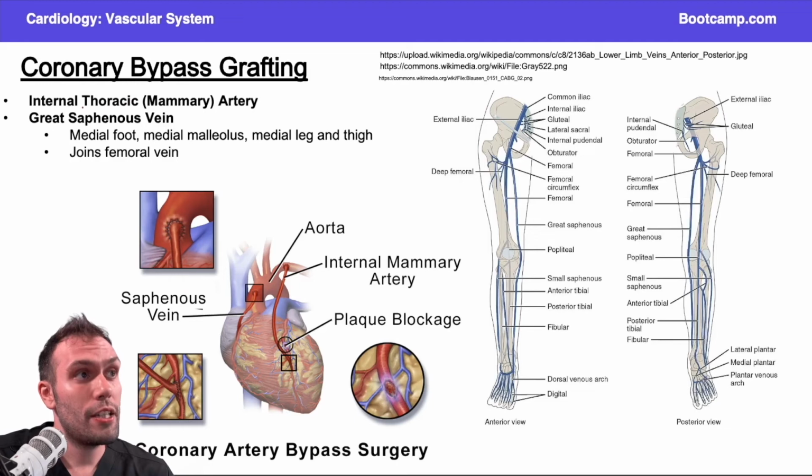In coronary bypass grafting, there's two major vessels that usually are harvested. We don't have to know a ton of detail on this, but I do want to bring it up because it comes up in board questions and you just want to be familiar with this.